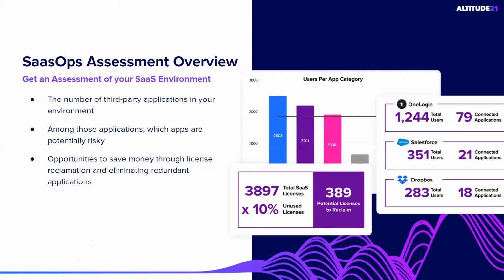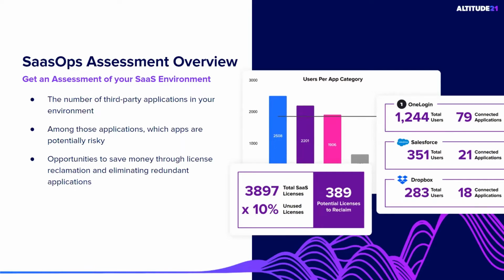But don't worry, there's a light at the end of the tunnel. We have great ways to help you out. BetterCloud actually provides a very comprehensive SaaS Ops assessment that can help you understand exactly what your SaaS portfolio looks like. This assessment can help you understand the number of applications in your environment.